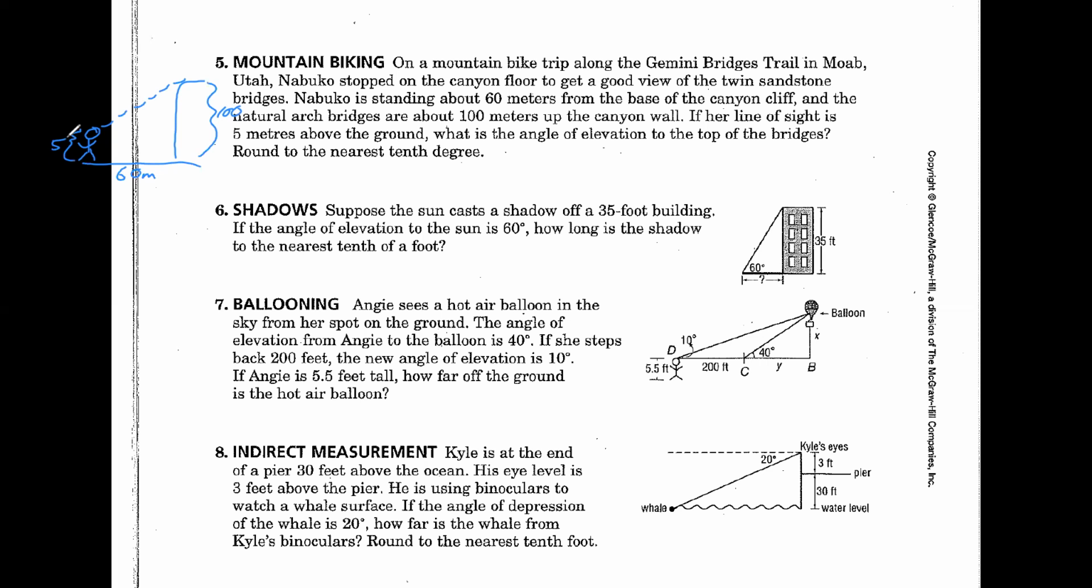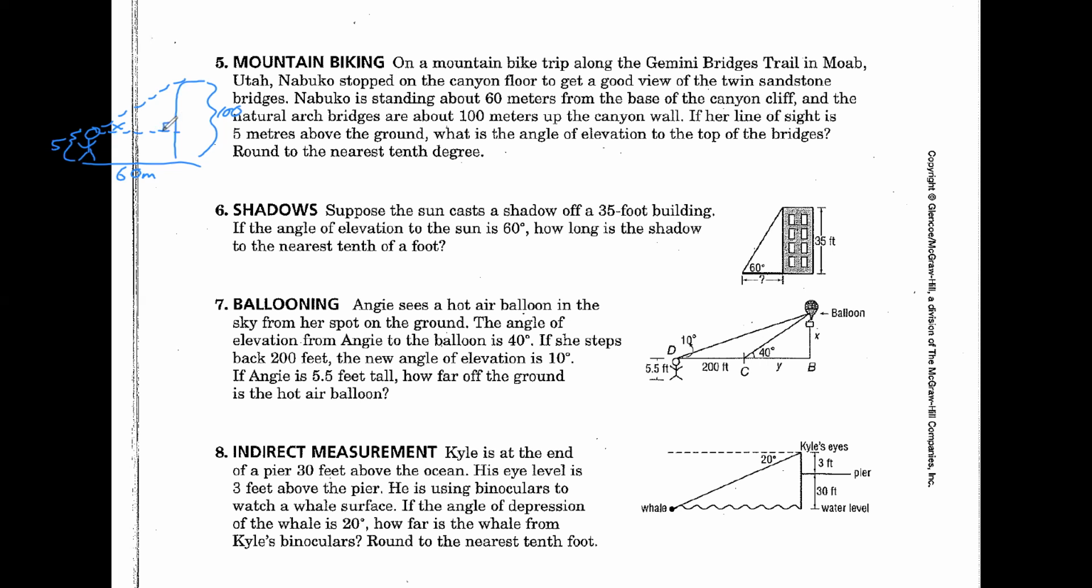So they gave me these measurements. They want us to find the angle of elevation. Well, angle of elevation from her eye level is right here. My right triangle is not starting all the way at the bottom. It's starting from here. This is my right triangle.